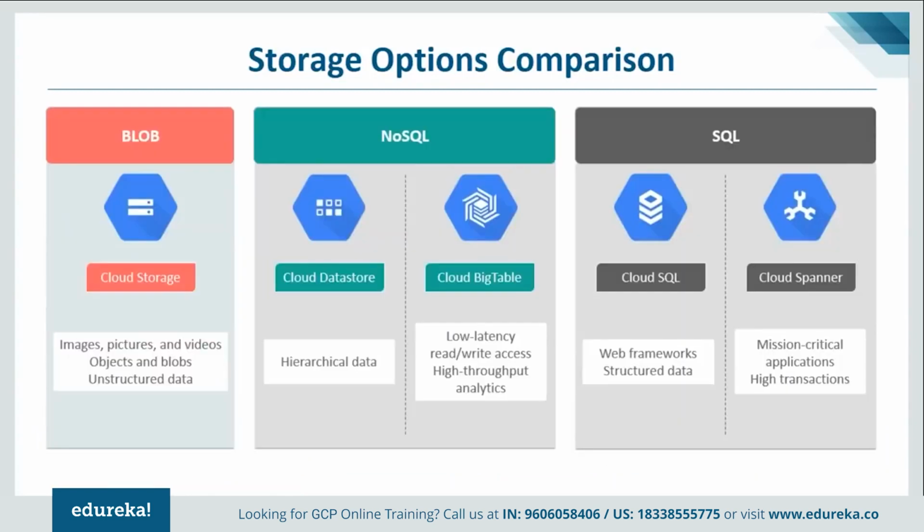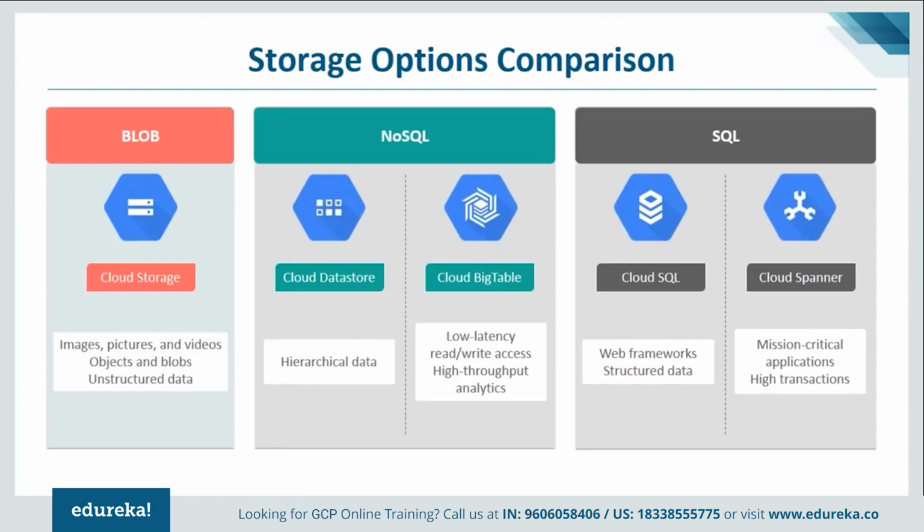Now let us see when these storage services are used and in which scenarios. First, if we want to store a blob type, we use Cloud Storage for images, pictures, videos, objects, and unstructured data. When we come to NoSQL, we have Cloud Datastore and Cloud Bigtable. Cloud Datastore is used for hierarchical data, and Cloud Bigtable is used for low latency read and write access and high throughput analytics. Coming to SQL, we have Cloud SQL, which is the web framework for structured data, and Cloud Spanner, which is used for mission critical applications and high transactions.